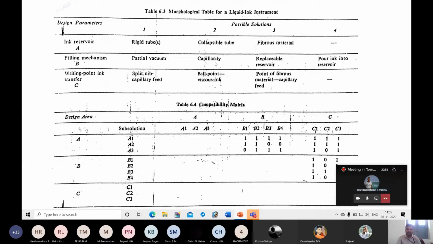In European pen also, if you dip into an ink reservoir or ink bottle, the ink is raised because of the capillary action, so that is also possible. Capillary with collapsible tube, that is A2 and B2, is also possible. Next, collapsible tube with replaceable reservoir. Okay, this is not possible.